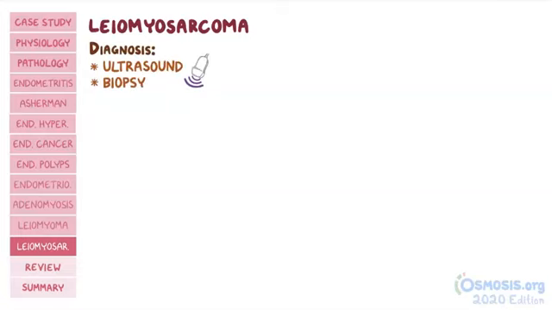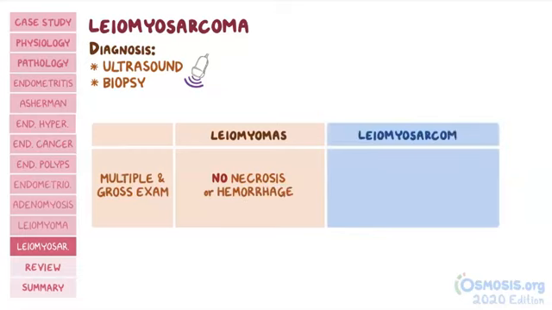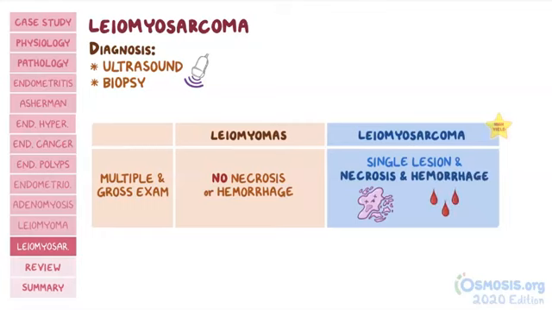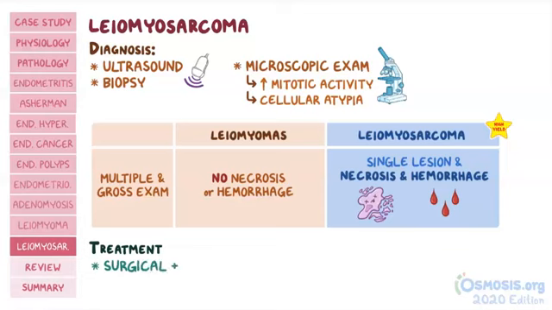What's high yield here is that unlike leiomyomas, which are usually multiple and gross examination shows no necrosis or hemorrhage, leiomyosarcoma is classically a single lesion with necrosis and hemorrhage. Microscopic examination of a leiomyosarcoma reveals increased mitotic activity and cellular atypia. Treatment is surgical and may be combined with chemotherapy or radiotherapy.